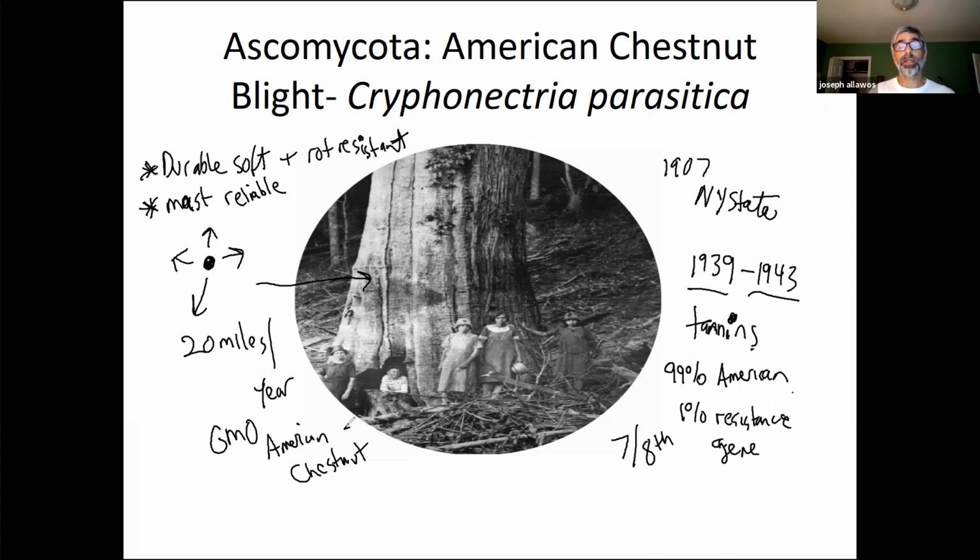And so theoretically, we could release this GMO back into nature, and it would be 99.9999999 percent American chestnut. And in that tiny little bit that's Chinese is the gene that gives it resistance. I don't know, if there's a GMO I can get behind, this might be it. Okay.